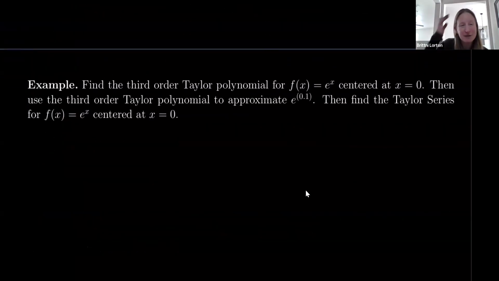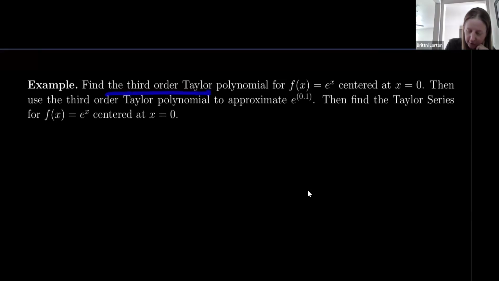Okay, let's do another one. So same kind of idea, maybe just slightly better. More practice, really just more of the same thing now. Find the third order Taylor polynomial for f of x equals e to the x, centered at 0. And then I'm going to use that third order Taylor polynomial to approximate the value of e to the power of 0.1. And then I want to find the Taylor series, so that would be infinite, for this function centered at 0.